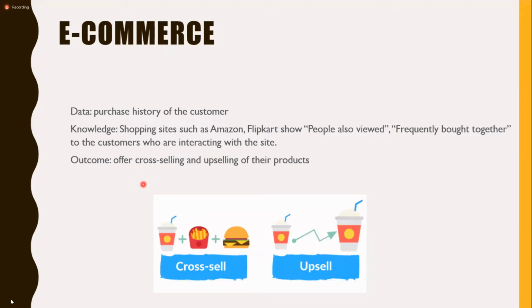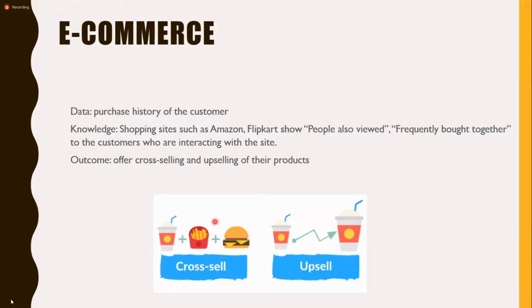Yeah, they can offer cross-selling and upselling of their products. Cross-selling means different products can be given a single sale. For example, if you go to a theater, you can see some combo offers such as Coke plus chips and burger. So cross-selling means these items combined will be given a certain offer. If you buy them individually, they may cost more.